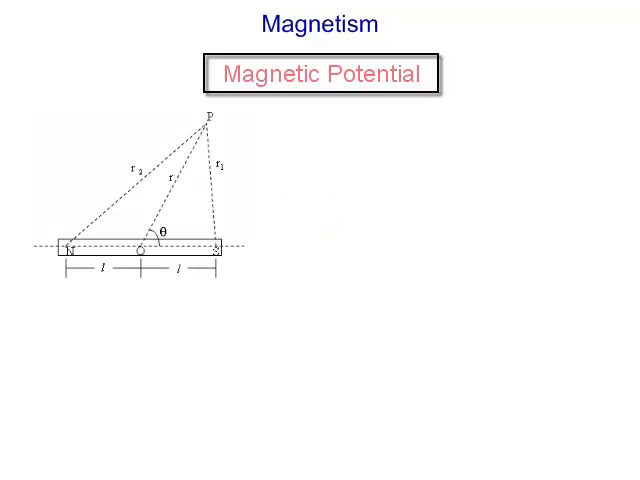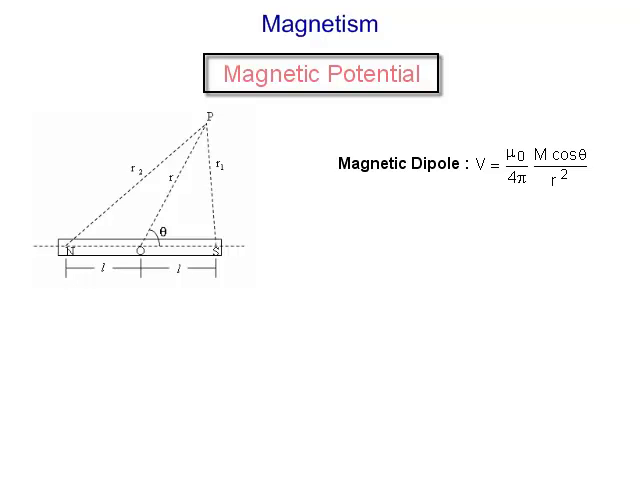If point P is in the vicinity of a short magnetic dipole and line OP is making angle theta with the axis of the magnet, then the magnetic potential is given as V is equal to mu naught upon 4 pi, m cos theta upon r square. This is the general formula for magnetic potential at a point anywhere near a short magnetic dipole.